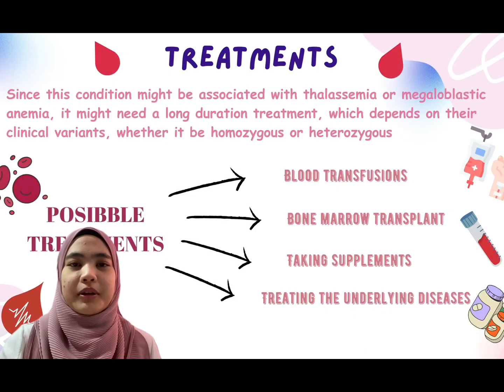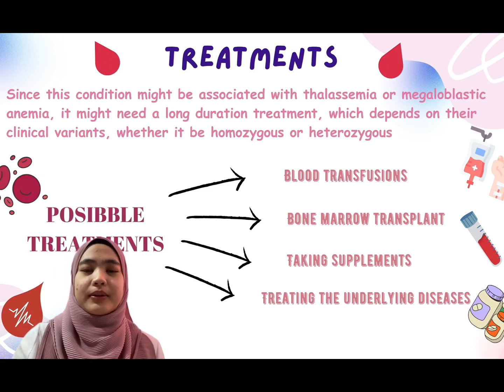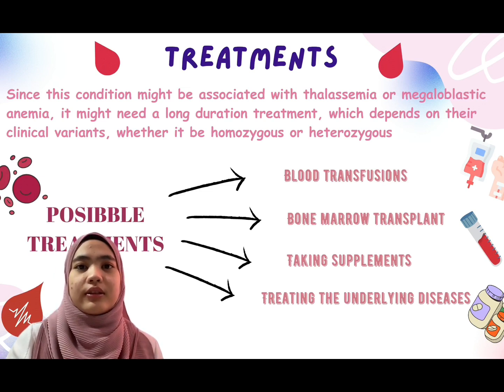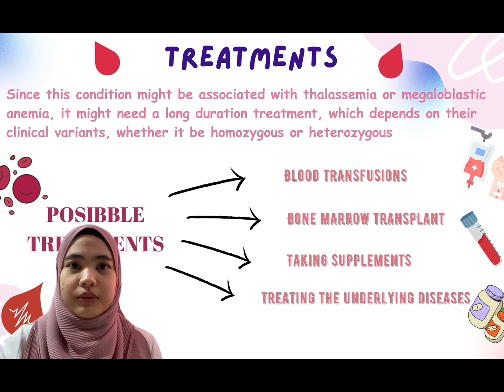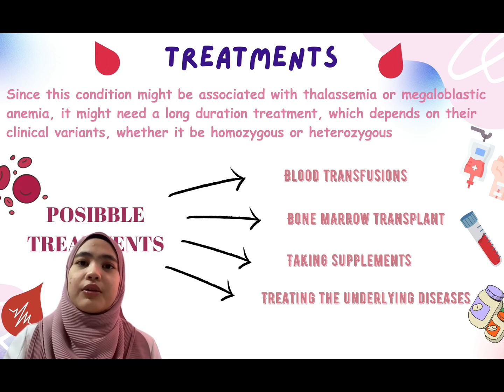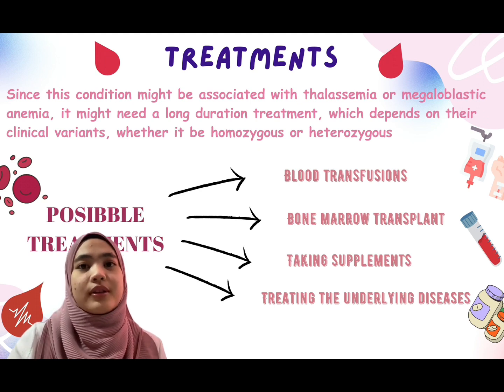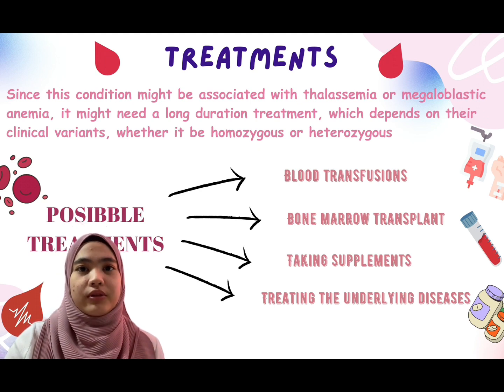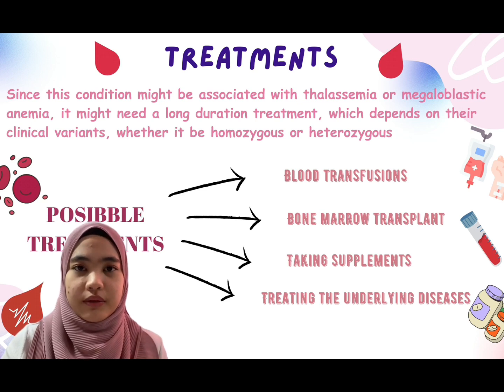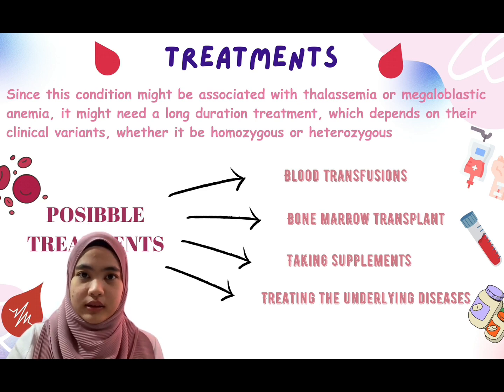Good morning, sir. I am Alma Maisara, and I will be talking about the possible treatments. So since this condition is associated with anemia and also thalassemia, these are the possible treatments that can be done to treat this condition. So first is blood transfusion. Blood transfusion can increase a person's hemoglobin level and directly increase their oxygen level.